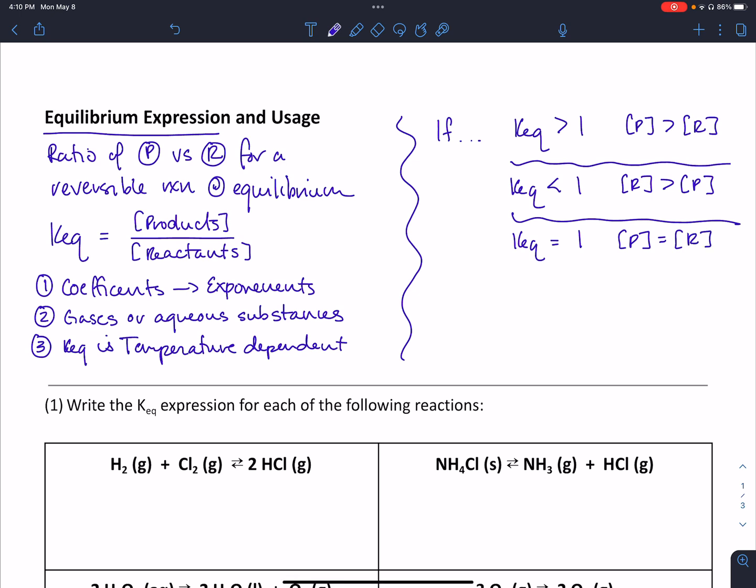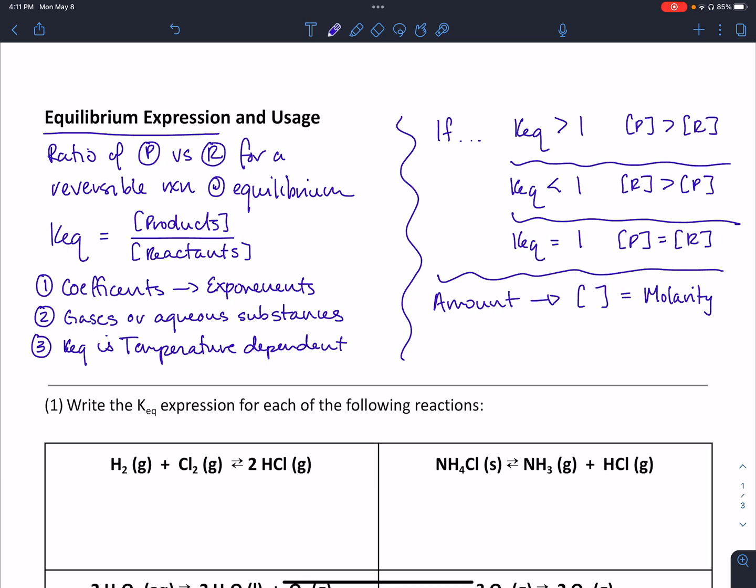Now, this word amount is important because it determines how we incorporate this into our Keq expression. We use these brackets like this, and that means molarity. So we want to include our amounts of reactants and products.